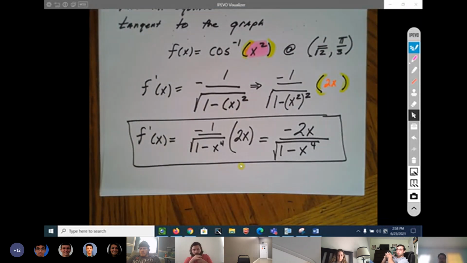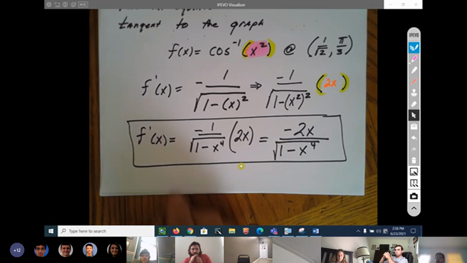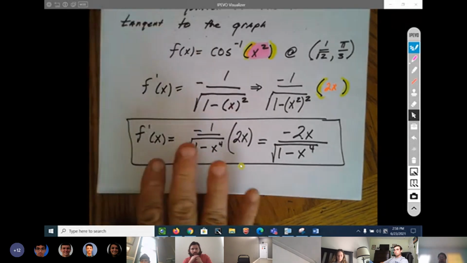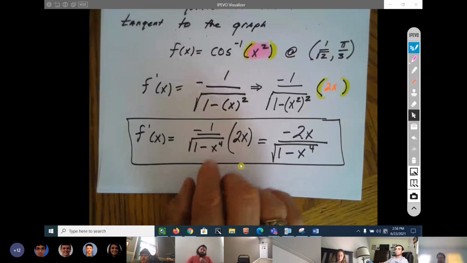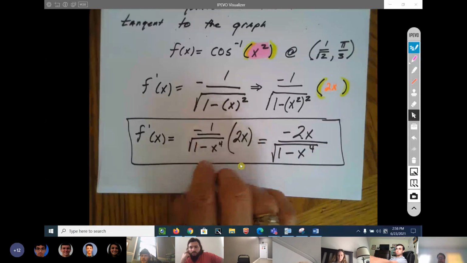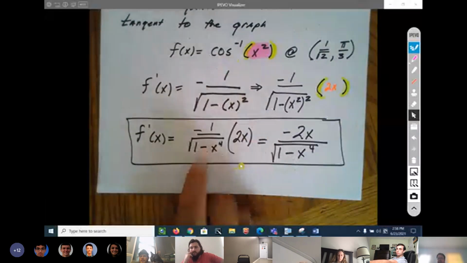Hubert, quick question. Why did you leave the radical on the bottom? Why didn't you bring it to the top? When you're dealing with the inverse trig functions, they stay like that. That's why I showed you the derivation. You don't conjugate the derivative. You leave the radical on the bottom. Okay.